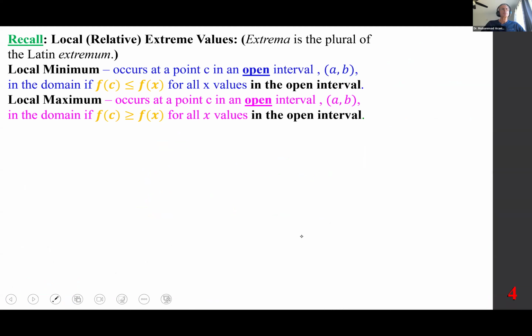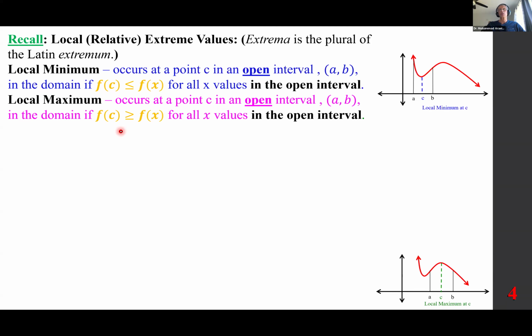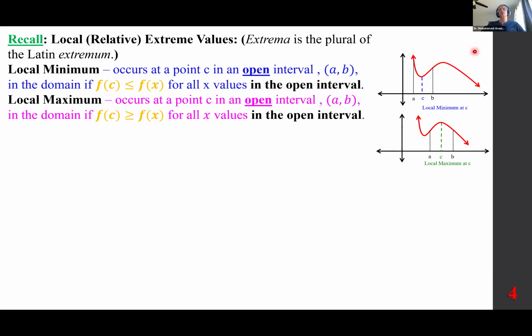Local extrema. Local or relative extreme value is the plural of the Latin extremum. Local minimum occurs at the point c in an open interval of a to b in the domain if f of c is less than or equal to f of x for all x values in the open interval. Local maximum occurs at the point c in an open interval of a to b in the domain if f of c is larger than or equal to f of x for all x values in the open interval. In other words, peaks and valleys, everybody.